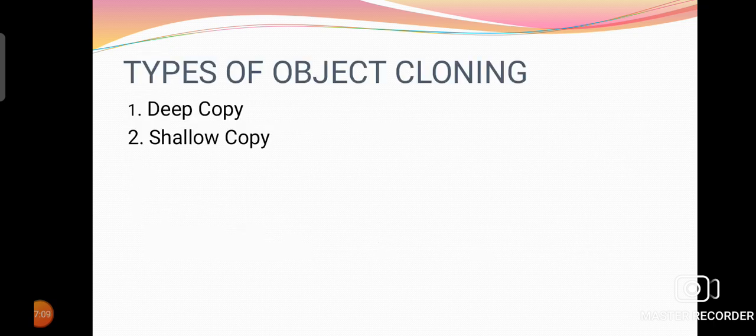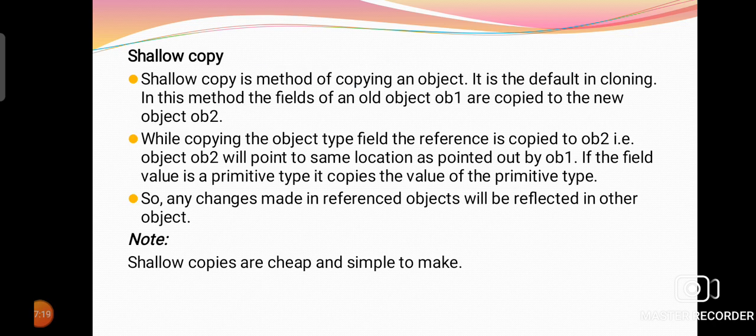And the object cloning can be classified into two types: deep copy and shallow copy. The first one is shallow copy. Shallow copy is the concept that we have seen in the first program. That is, initially we will create an object reference to the original object. All the fields of the original, all the members and its values, will be copied to the new object reference.